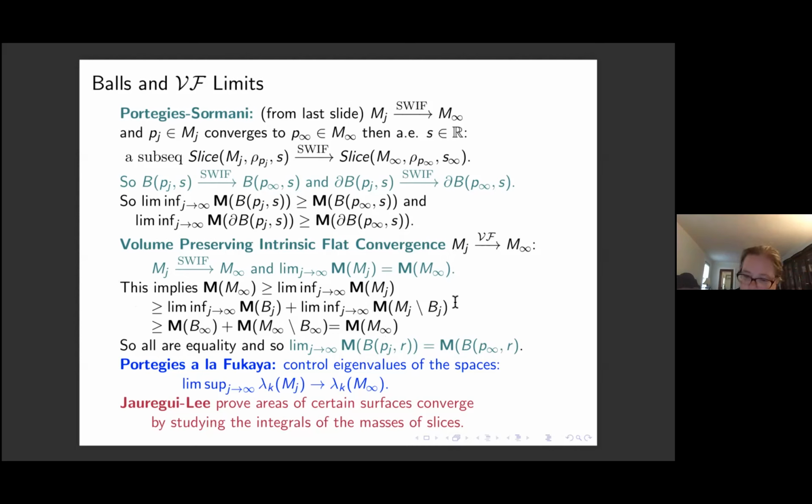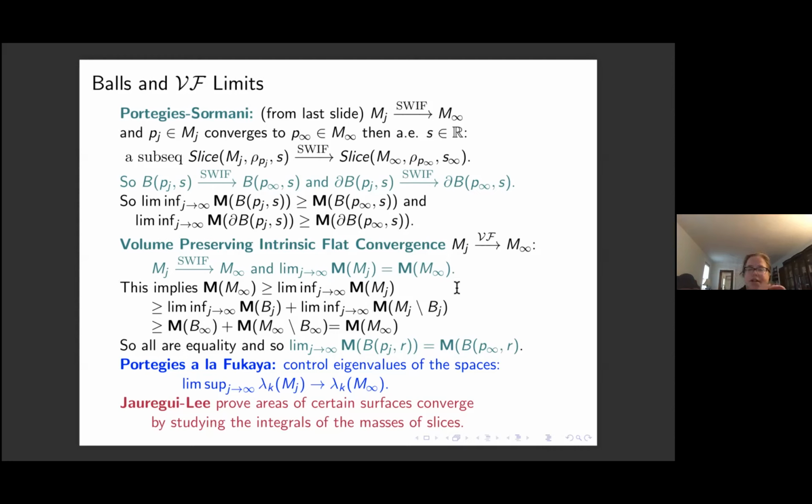This is perhaps an oversimplification where we do balls. If you want to control areas, you're going to have to use those integrals I showed. The integrals will be bounded, and the integrals will have their integrands bounded below. And then you're forcing the integrals to have all equals. And in this way, you're able to get the mass convergence of the slices.